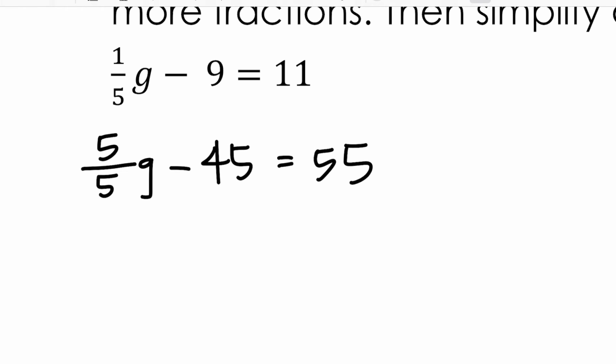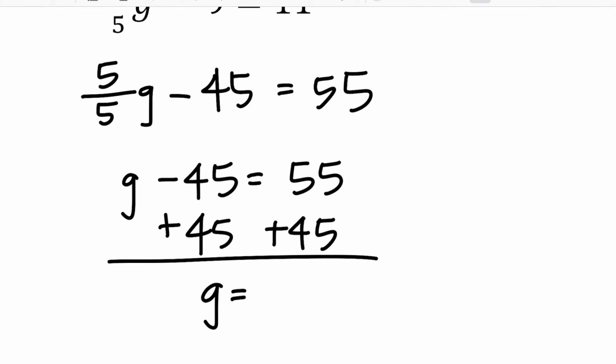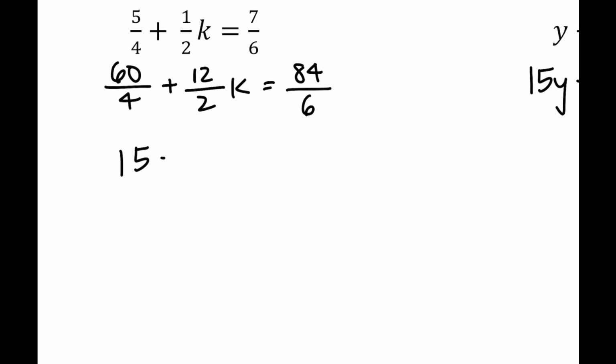5 divided by 5 is just going to simplify to 1. So I have 1g, or g. Then I'm going to add 45 to both sides using inverse operations, and I end up getting that g is equal to 100. So simplifying 60 divided by 4 is 15. 12 divided by 2 is 6, and then just bringing down that k, so it's 6k. 84 divided by 6 is 14.